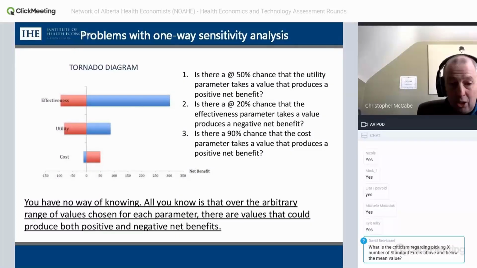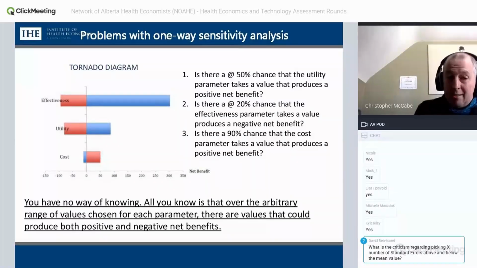But actually, it doesn't give you any of that information. All it says is that over the arbitrary range of values chosen for these three parameters, there are values that could produce both positive and negative net benefits. When you recognize that that's all the tornado diagram says, it's almost like a very long way of saying, well, we don't really know. And how helpful is that to a decision maker?